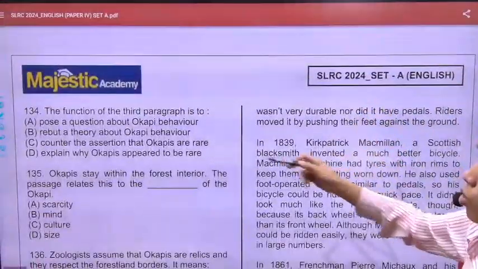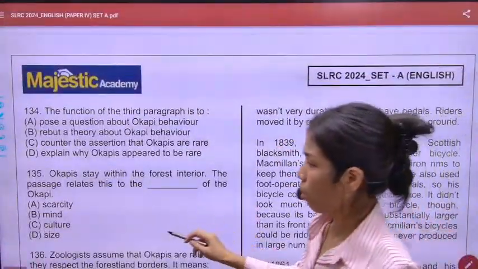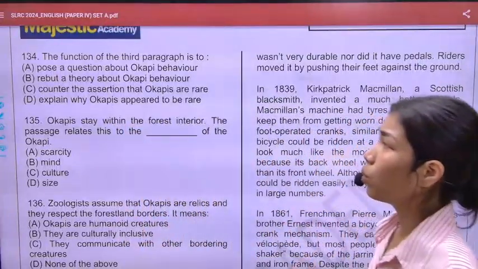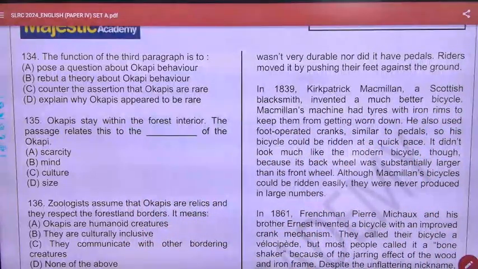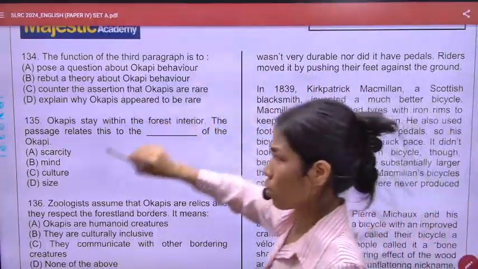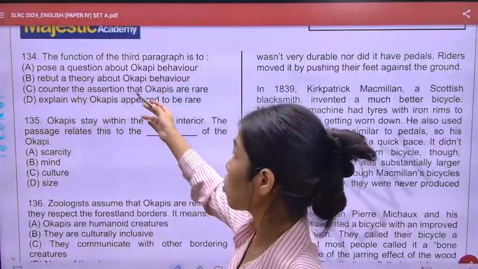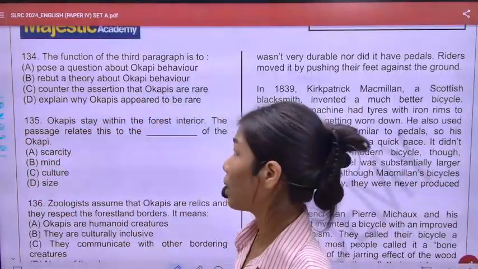So let's see, the function of the third paragraph is to, and the options are: pose a question about okapi behavior, rebut a theory about okapi behavior, counter the assertion that okapis are rare, which is not it, or explain why okapis appear to be rare. If we look at the whole passage, no doubt they are countering the assertion that okapis are not rare, okay?